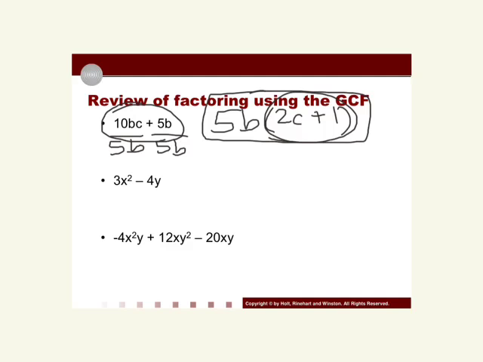In this second example here, we take a look at it. 3 and 4, they don't have any numbers in common except for 1, and we're not going to factor out 1. And the variables aren't the same. So in this case, there is no GCF, so we call this a prime polynomial. A prime polynomial occurs when there are no common factors, and there's no other way to rewrite this as a product.